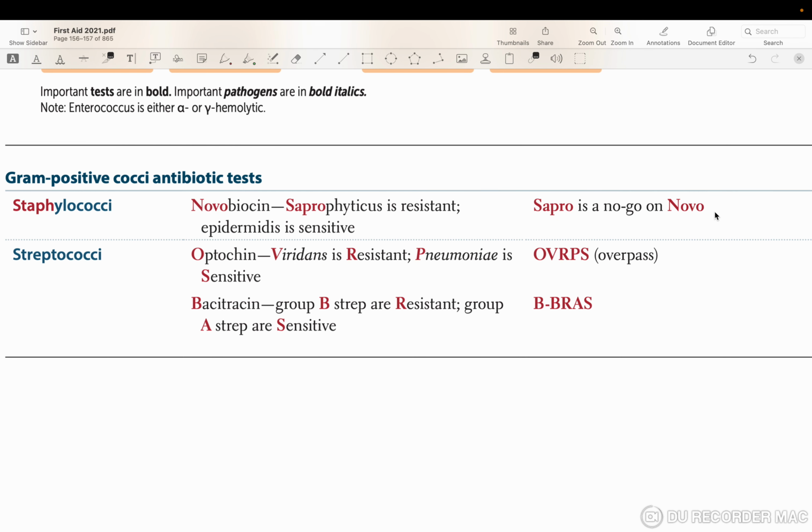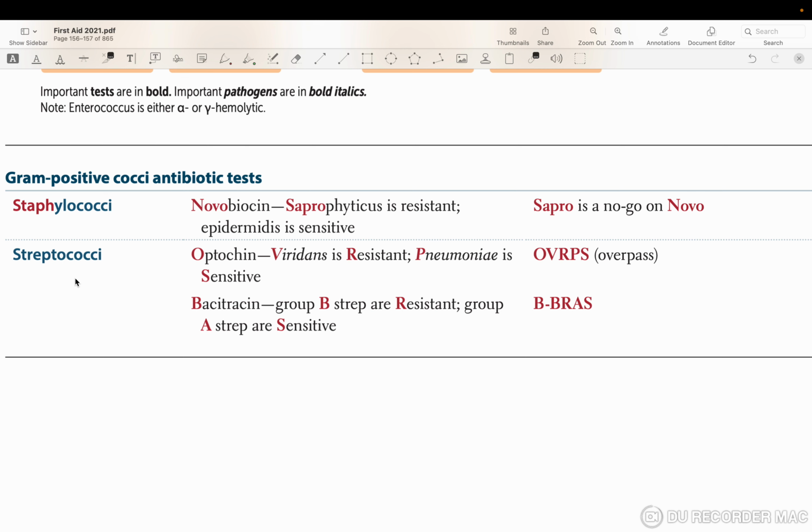So, gram-positive cocci antibiotic tests. For Staphylococci, we have the novobiocin. So with novobiocin, saprophyticus is resistant, and epidermidis is sensitive. Remember the lady's umbilicus? The saprophyticus, she had her umbilicus hidden, the lady in the video in Sketchy. So it's hidden, that's resistant. The guy, it was exposed, so that's sensitive.